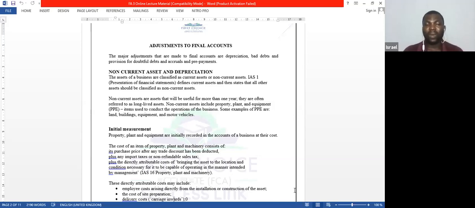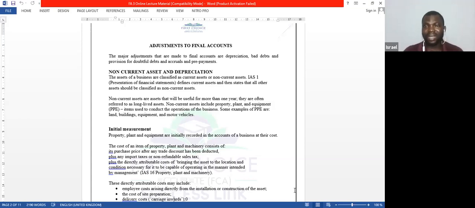Then another one that we have there is what we call IAS 16, which is property, plant, and equipment. There is a 90% chance that they will test IAS 16. You can't escape from IAS 16. I'm saying a 95% chance for them to test IAS 16. And the reason why I say so is because if you look at your syllabus, IAS 16 alone is 20%.